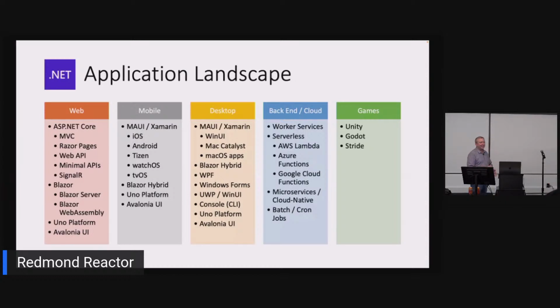When I say modern .NET, this is what I mean. And notice it's not all Microsoft. We've got Avalonia and Uno and Godot and Stride and Unity. Like, the world is expanding. AWS Lambda is a great place to run .NET. Google Cloud Functions is another place you can run .NET. Obviously Azure and Microsoft and all that, but the world is much bigger than just our little island.